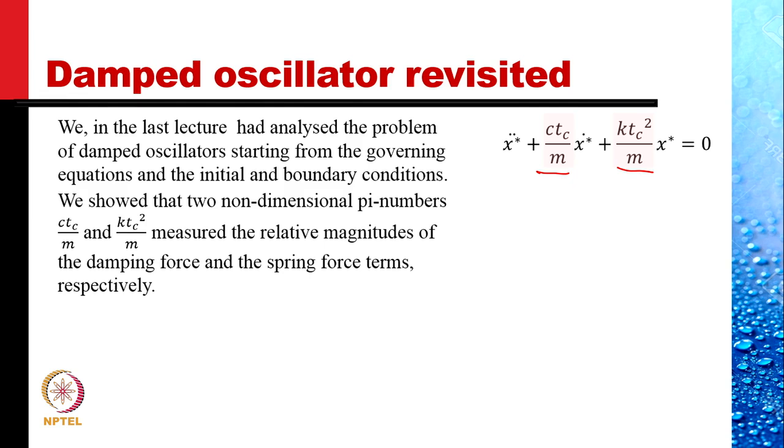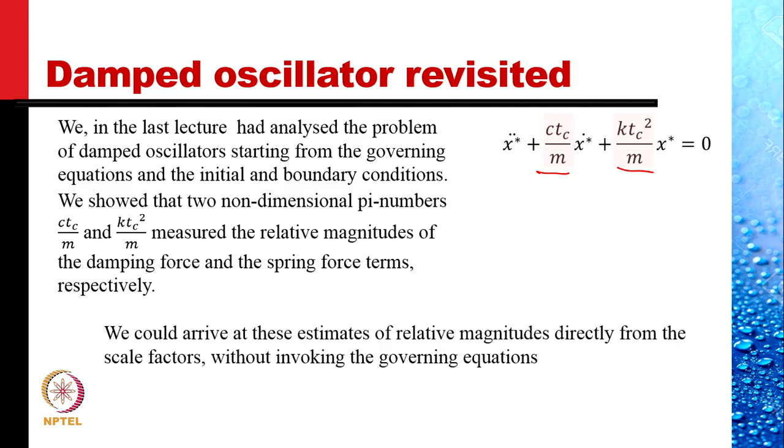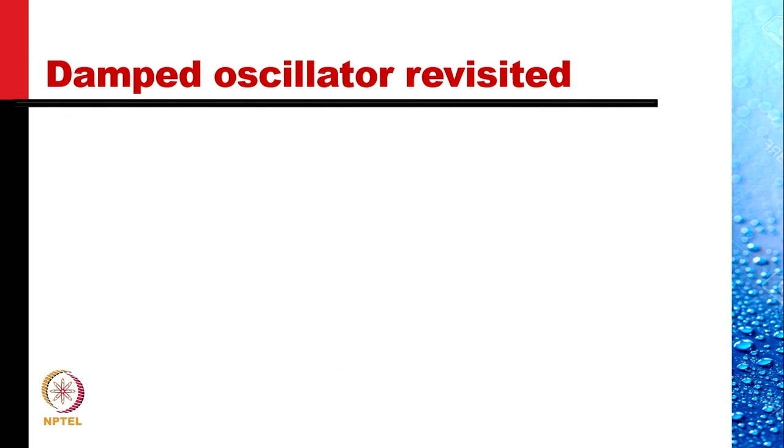We showed that the two non-dimensional pi numbers, C Tc by m and K Tc square by m, measured the relative magnitudes of the damping force and the spring force terms respectively. Here Tc stands for a characteristic time. We could arrive at these estimates of relative magnitudes directly from the scale factors as well, without invoking the governing equations, and that's what we will do now.